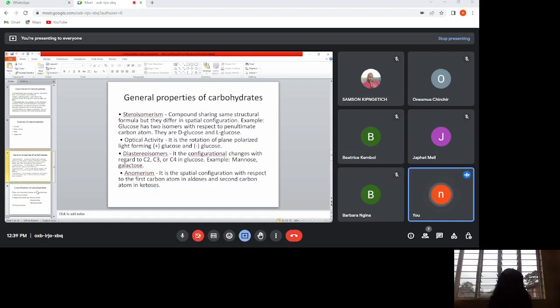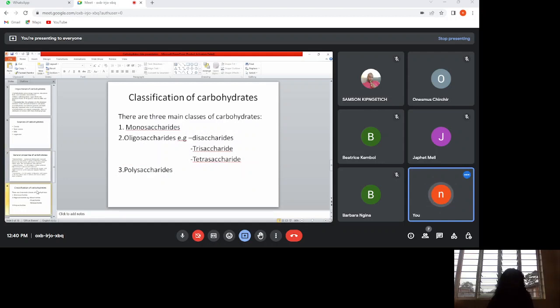Another property is anomerism. Again, this property is also talking about the spatial configuration with respect to the first carbon atom. And this will give them either aldose or ketose sugars. Again, another thing that I want us to look at is the classification of carbohydrates.